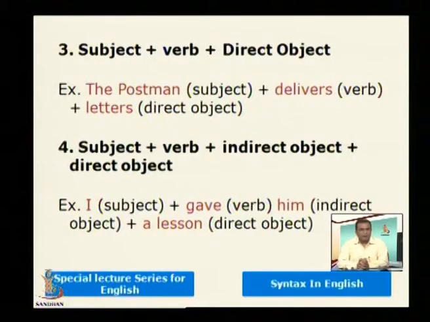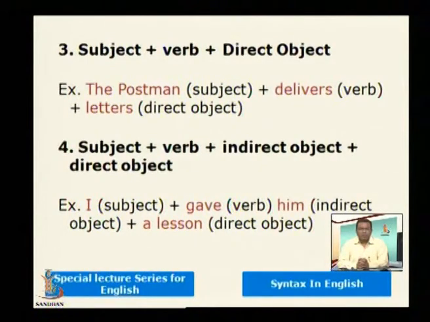The next example is that here we have two objects. The pattern is subject with verb, with indirect object and direct object. The example is, "I gave him a lesson." In this example, there are two objects. One is a direct object, one is an indirect object.